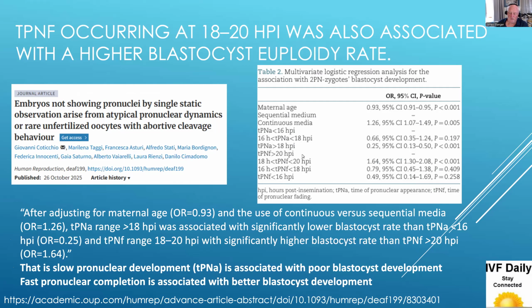blastocyst. Conversely, if you look at when the pronuclei fade, if the embryos fade between 18 and 20 hours post-insemination, the odds ratio is 1.6, really high that you are going to get a blastocyst. But where they fade significantly sooner, before 18 hours, the odds ratio for forming a blastocyst falls away very quickly. So slow pronuclear development is associated with poor blastocyst development, and fast pronuclear completion is associated with better blastocyst development. That's the take-home message. But these are blastocysts, not euploid blastocysts.